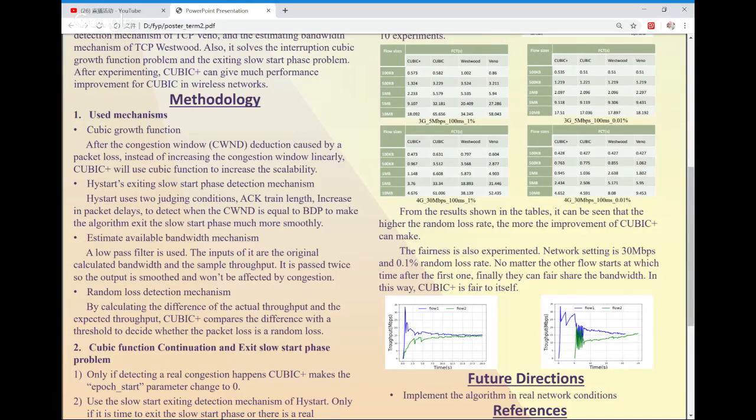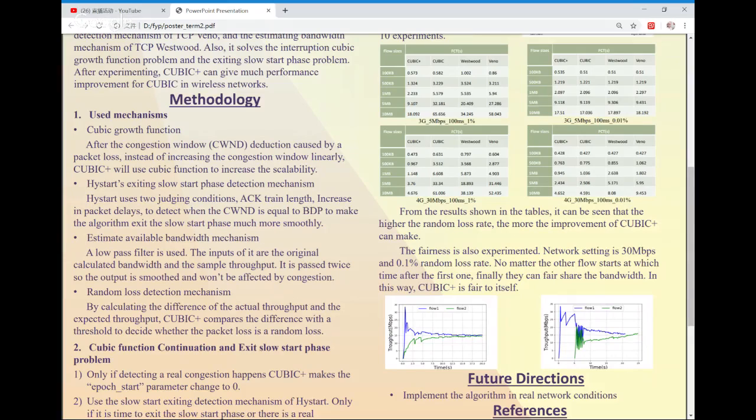As for the second one, it is the HyStart mechanism of detecting when it is time to exit the slow start phase. HyStart is an improved version of the original TCP Cubic. In the slow start phase, it will use the exponential function to increase the congestion window. And at the exit point, since the exponential function grows so fast, there will be a large number of packet losses and retransmissions. HyStart has a mechanism to improve this. It can detect whether the congestion window is going to be equal to the BDP, and then it can make the algorithm exit the slow start phase much more smoothly.